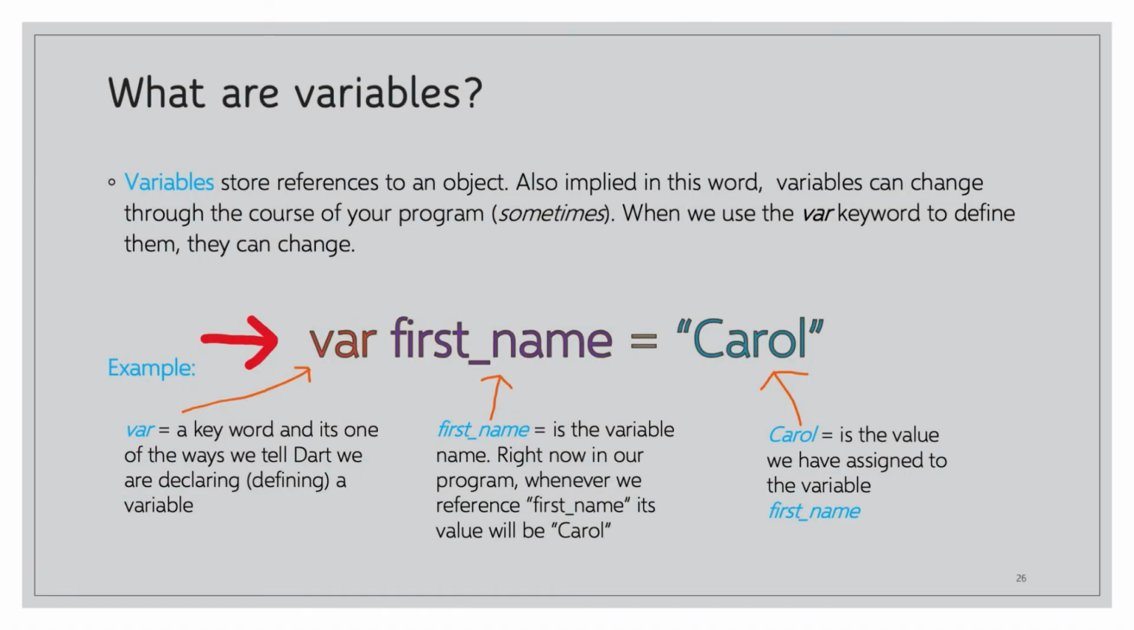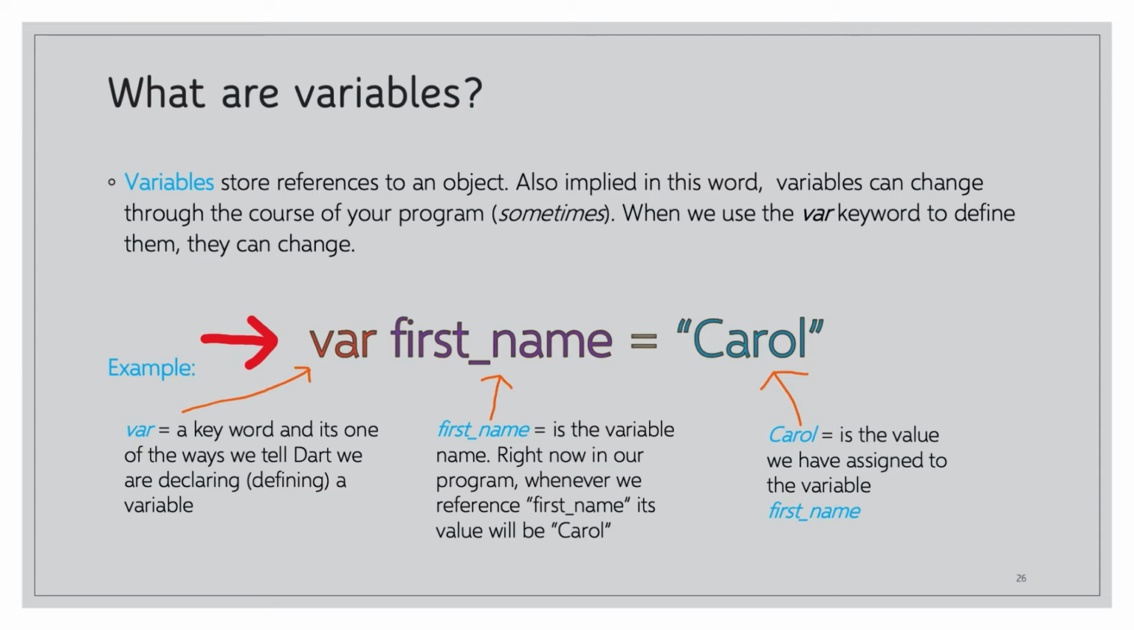What are variables? Variables store a reference to an object. Also implied in this word, variables can change through the course of your program. Well, sometimes they can change. When we use the var keyword to define them, they can change. Here's an example: var first_name equals, in quotes, Carol.